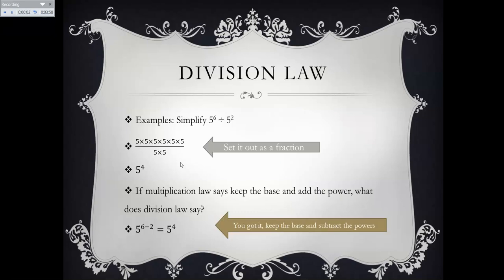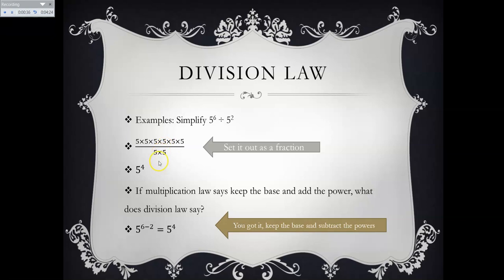The division law. For the long way, first thing you do is to set out your division as a fraction. You know that the first number is your numerator and the second one is your denominator, right? And the bar means divided by. So 5 to the 6th power, for the long way, you write out 5 times 5 times 5 times 5 times 5 times 5 divided by 5 squared, so that's just 5 times 5.